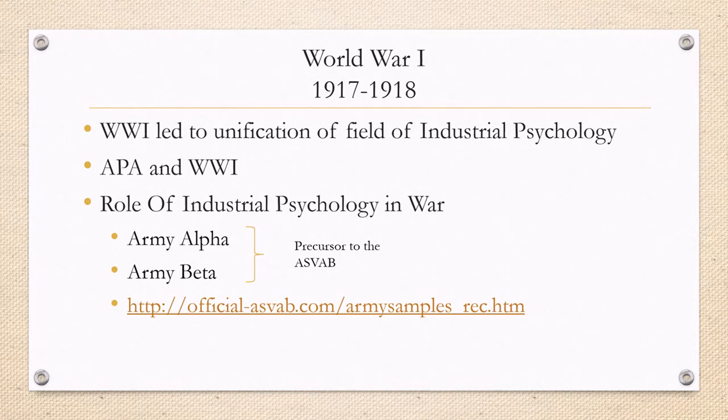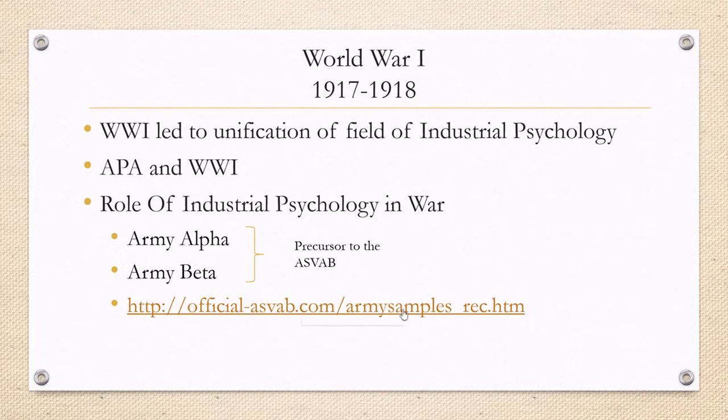The Army Alpha was the original test, and was a written test requiring verbal abilities. They found that there were recruits coming in who were either illiterate or maybe spoke a different language. And they created the Army Beta to deal with those people, to give them an opportunity to test their abilities without being dependent on English verbal ability.